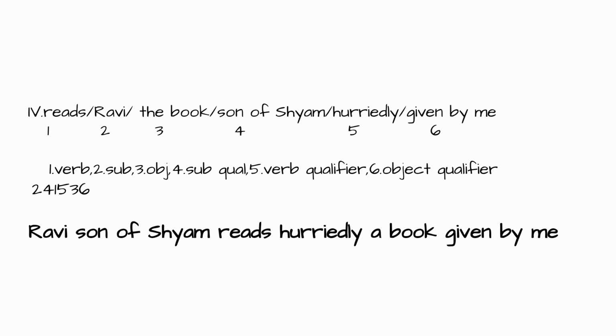Okay. What have I given? A book I have given. What is a book? Object. That's why "given by me" is representing the object. So that's why this "given by me" is the object qualifier.